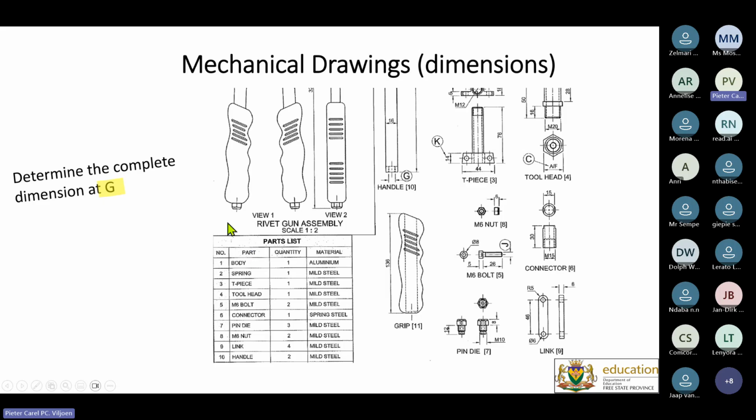Okay, and then this is last year's exam paper. What's the dimension at G? Now, if you search for G, let me see if I highlighted it. Yes, there's G over there. That is the diameter which is inside there. That is the outer diameter. And those are the things they're talking about when they will screw it in over here. And it's a pin die, in other words. And then that pin die is an M10.